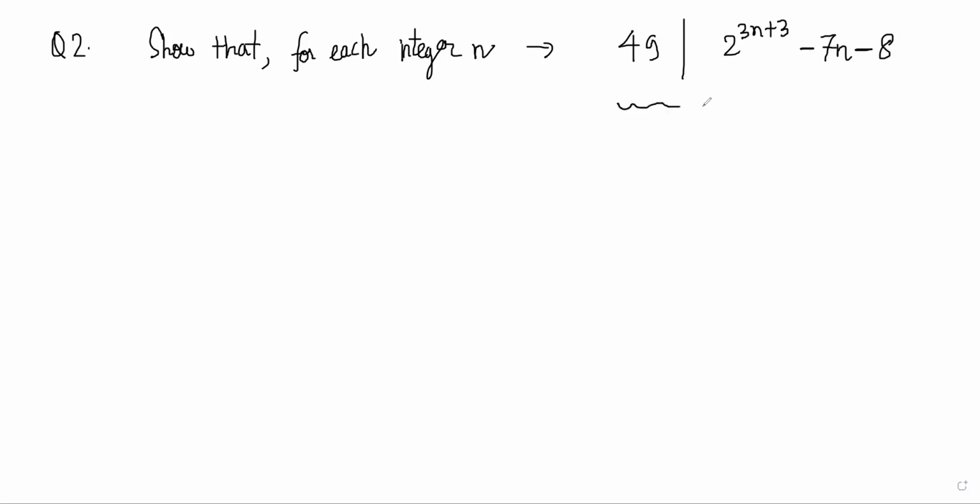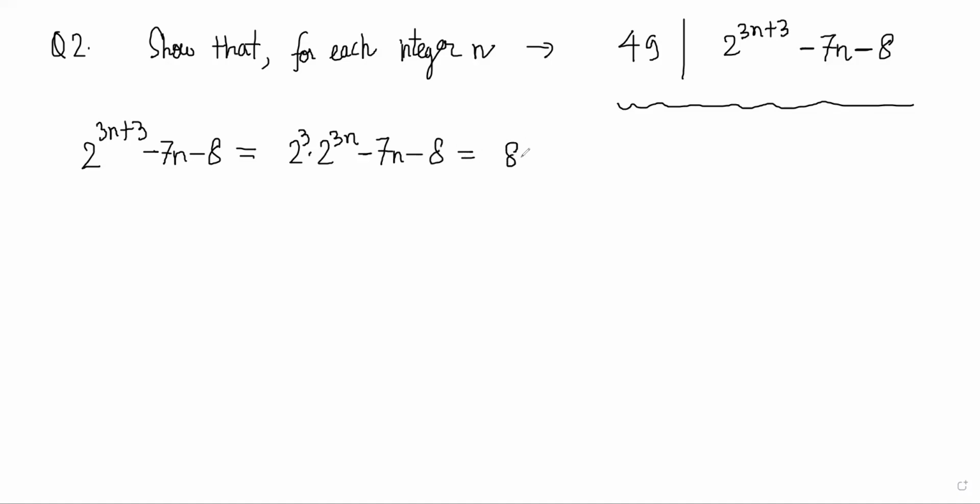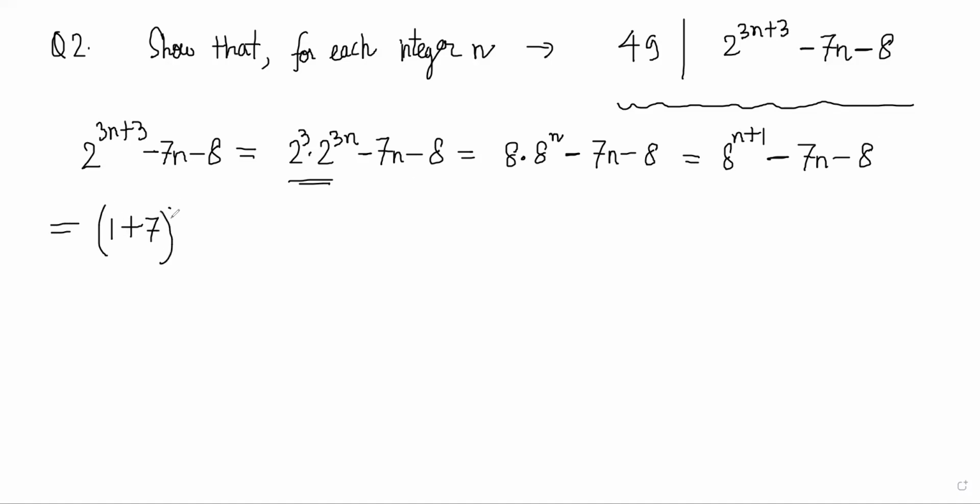So typically in problems like this, we'll most probably apply the binomial theorem. So let's look at the expression 2 power 3n plus 3 minus 7n minus 8. That is equal to 2 power 3 into 2 power 3n minus 7n minus 8. So that is basically 8 into 8 power n, if you think of this, minus 7n minus 8. And then we will write that as 8 into 8 power n, that is 8 power n plus 1, minus 7n minus 8. And then 8 I can write as 1 plus 7, to the power n plus 1, minus 7n minus 8.